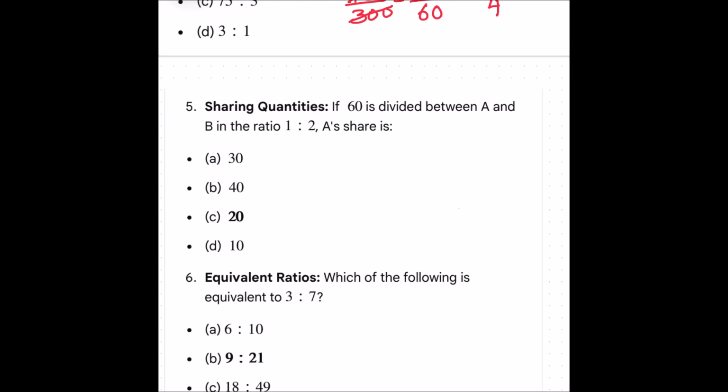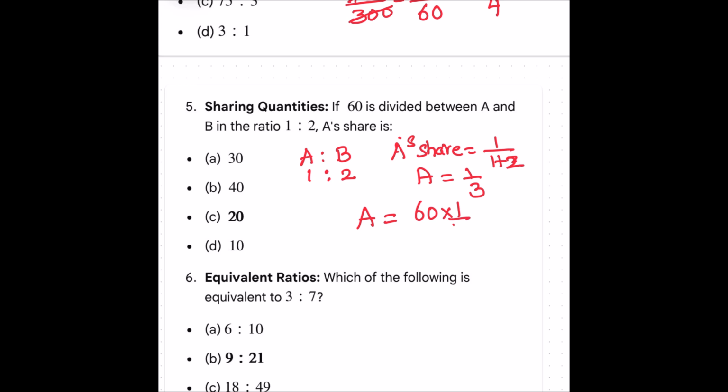So next question is based on sharing quantities. If 60 is divided between A and B in the ratio 1 is to 2, A's share is. So A is to B is 1 is to 2. So A's share will be 1 upon 1 plus 2, since the total number of parts will be 1 plus 2. So A's share will be 1 upon 3. So we have to find 1/3 part of 60 for A's share. So 60 times 1/3 will be A's share. 3 times 2 is 6, 3 times 0 is 0, so that's 20. So our answer is option C.